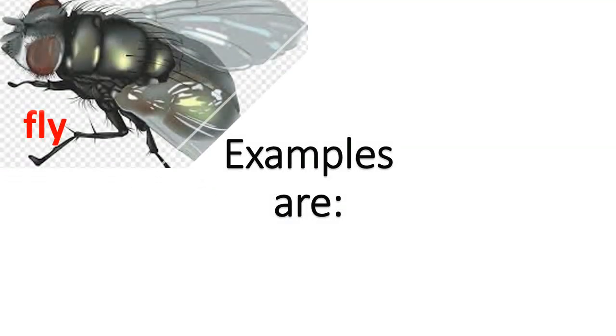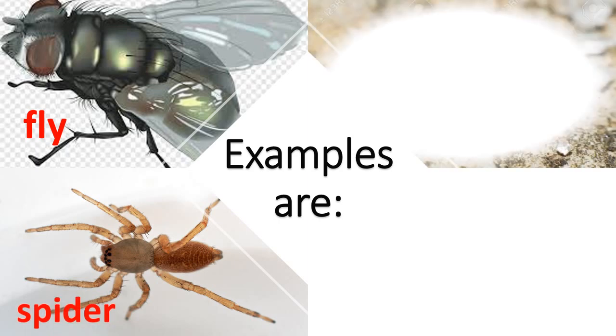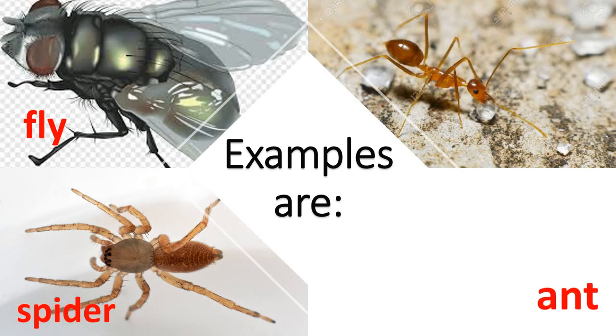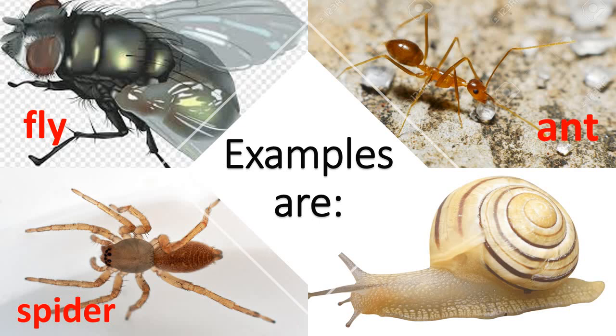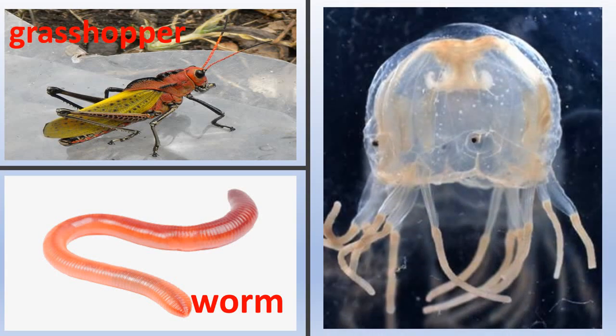Examples are fly, spider, ant, snail, grasshopper, worm, and jellyfish. These are invertebrates. There are many more invertebrates than vertebrates.